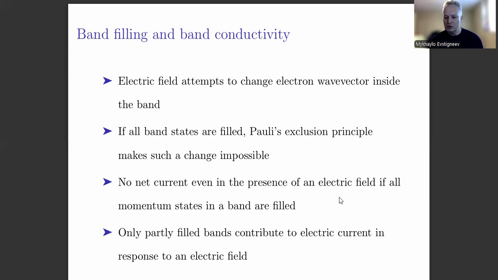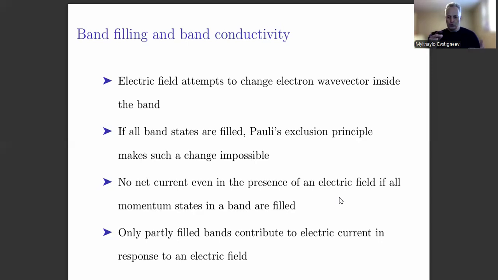Acceleration means that the momentum of the electron changes. The velocity changes and the momentum of the electron changes. In other words, the electron tries to go into a different momentum state, quasi-momentum state, that belongs to the same band. But if all momentum states of a particular band are occupied by two electrons, spin up and spin down, then no electron can change momentum state in a band which is completely filled.